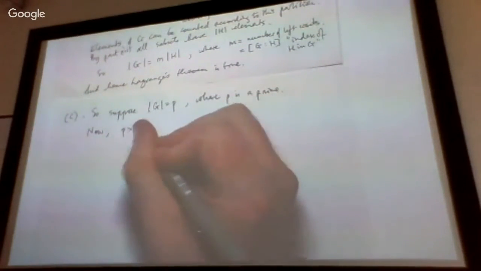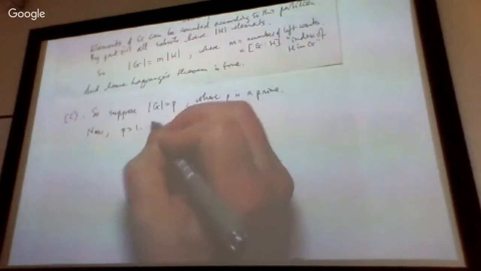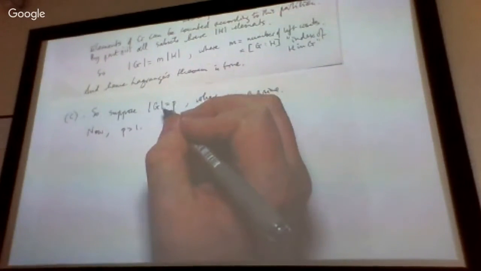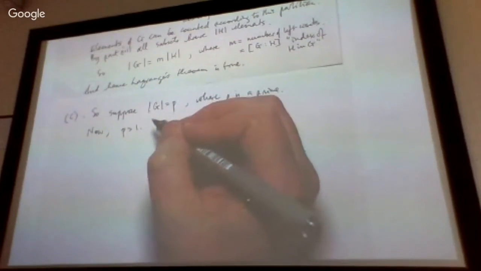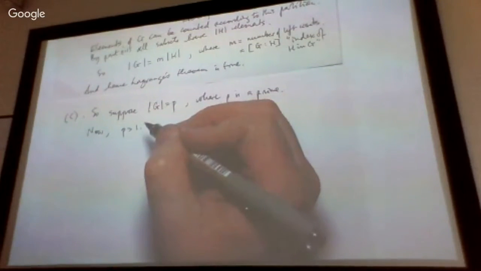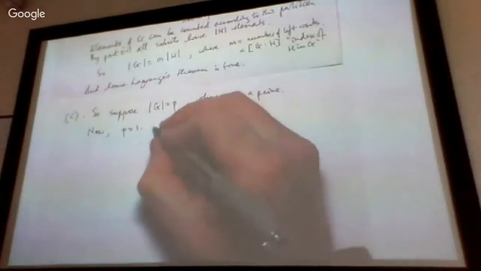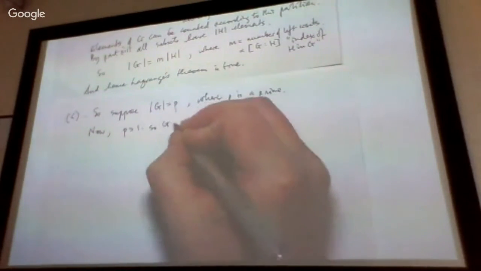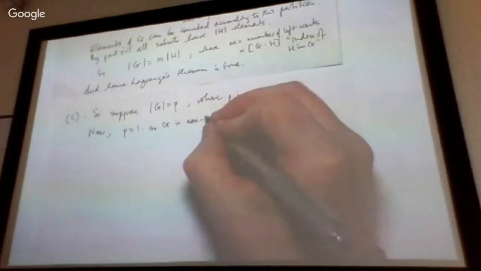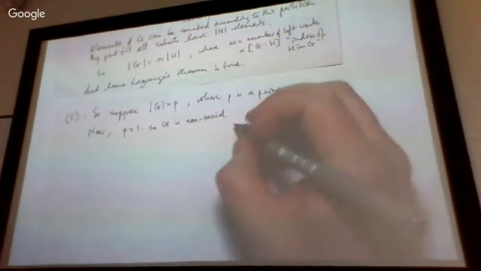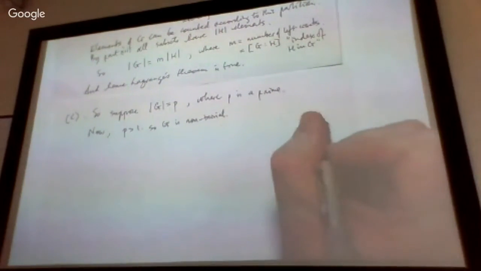Well, so now we know the order of G is bigger than 1. So this means I can point now to a non-identity element. If the order of G was just 1, it would be cyclic and it would be trivial. The only thing in it would be the identity element. But since P is greater than 1, G is non-trivial. It's got the identity and at least one non-identity element.